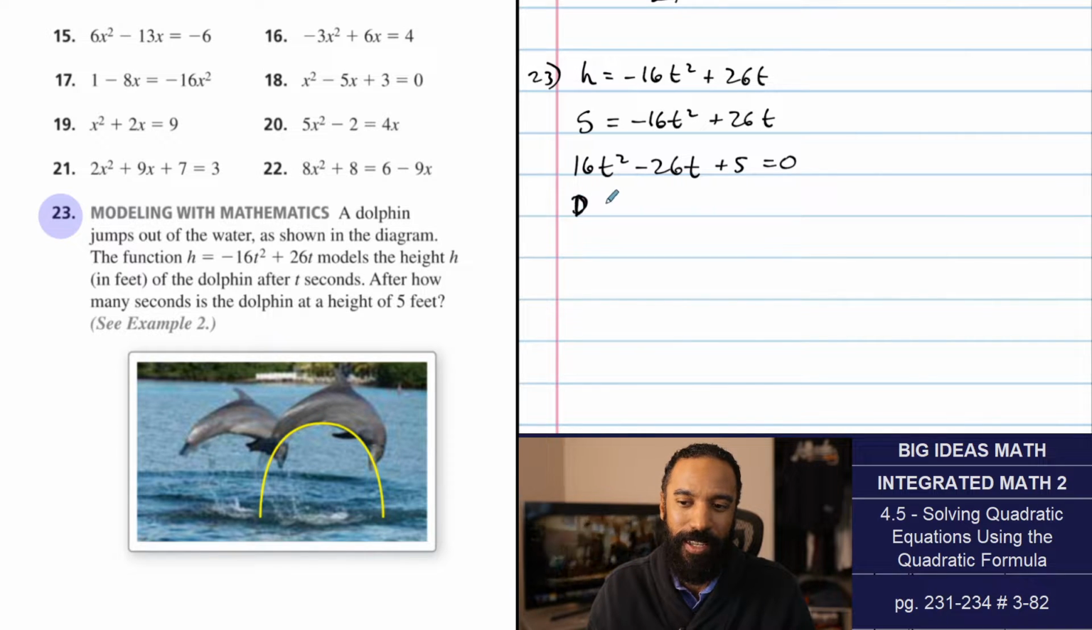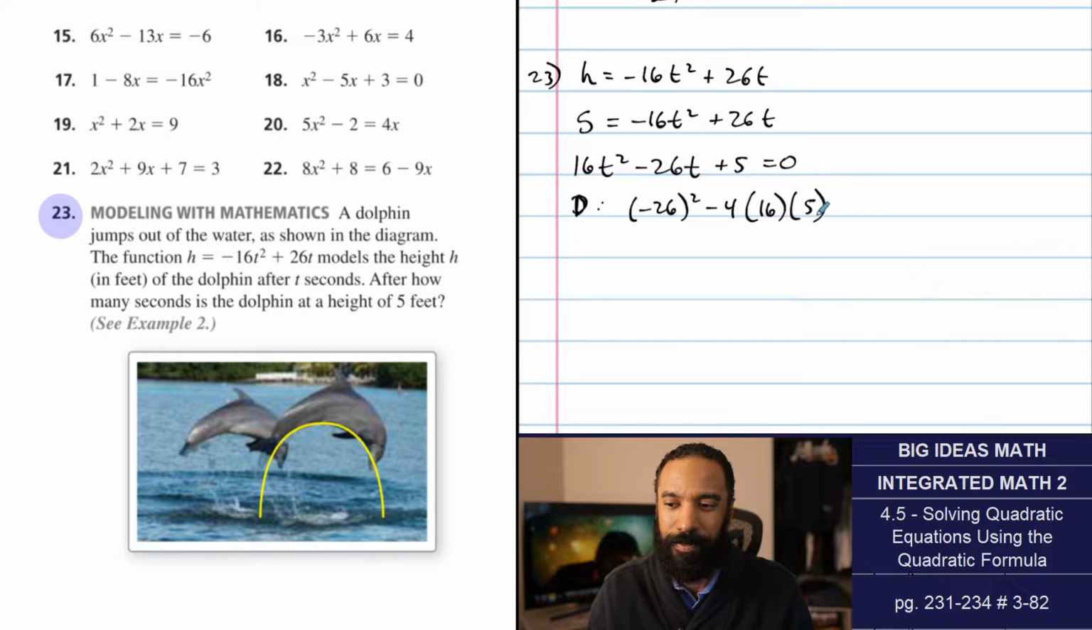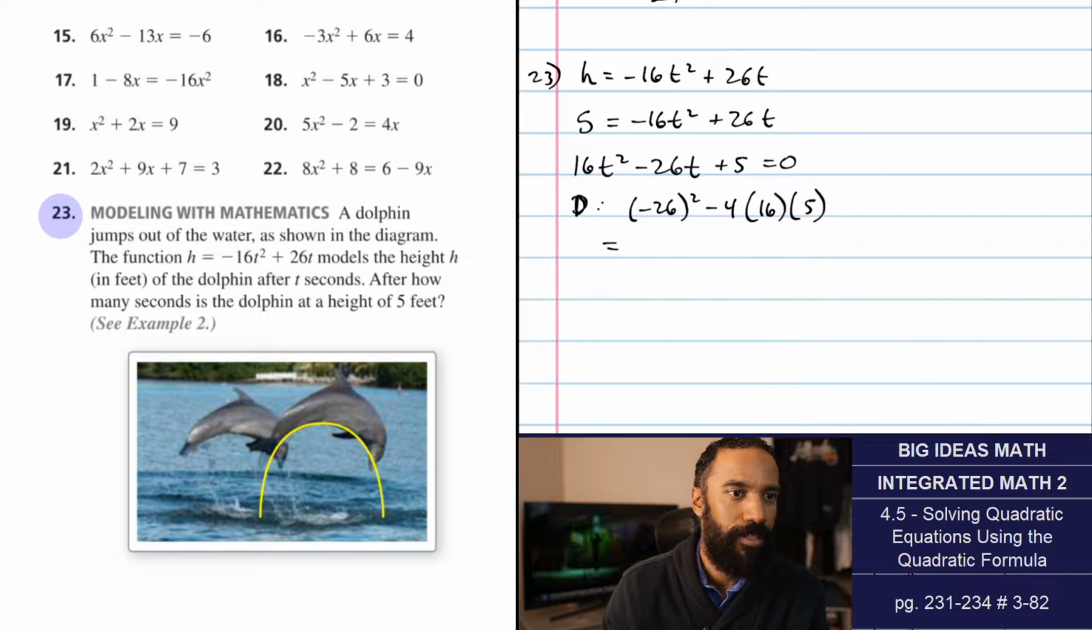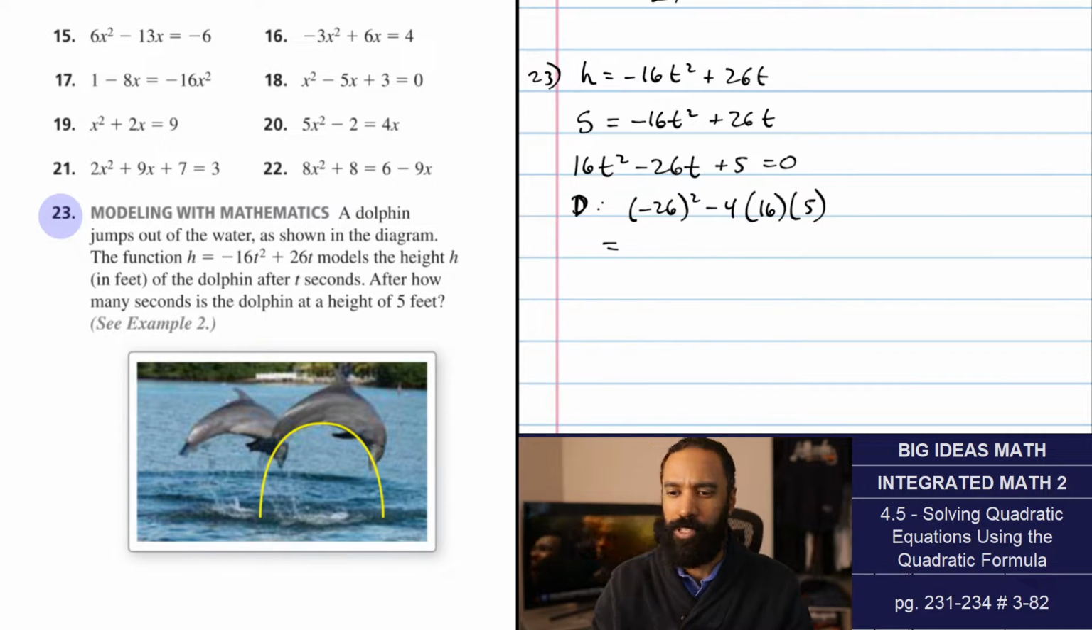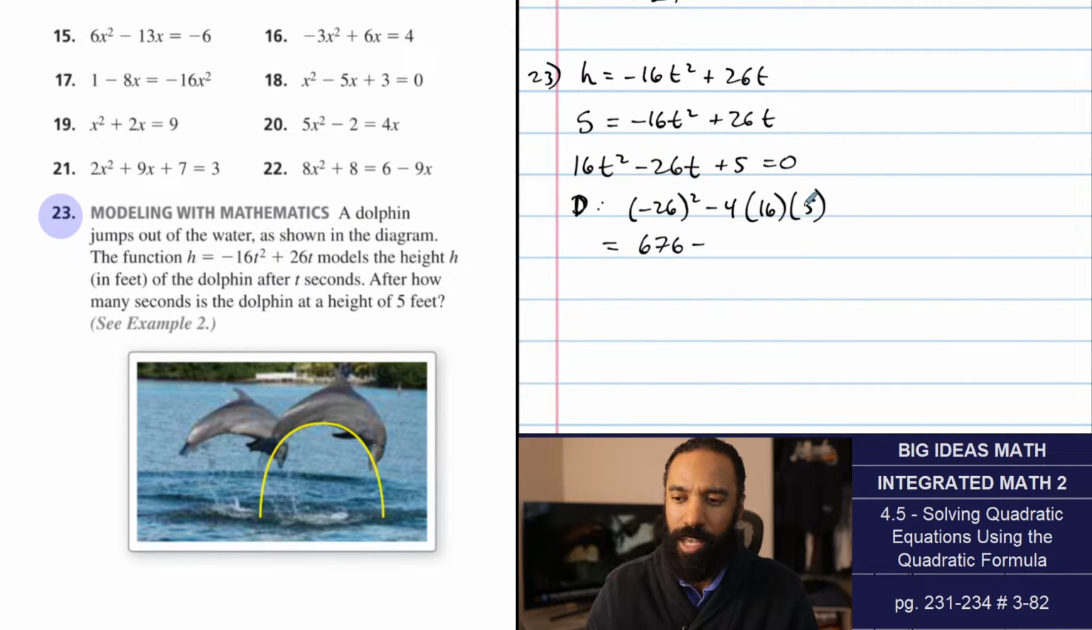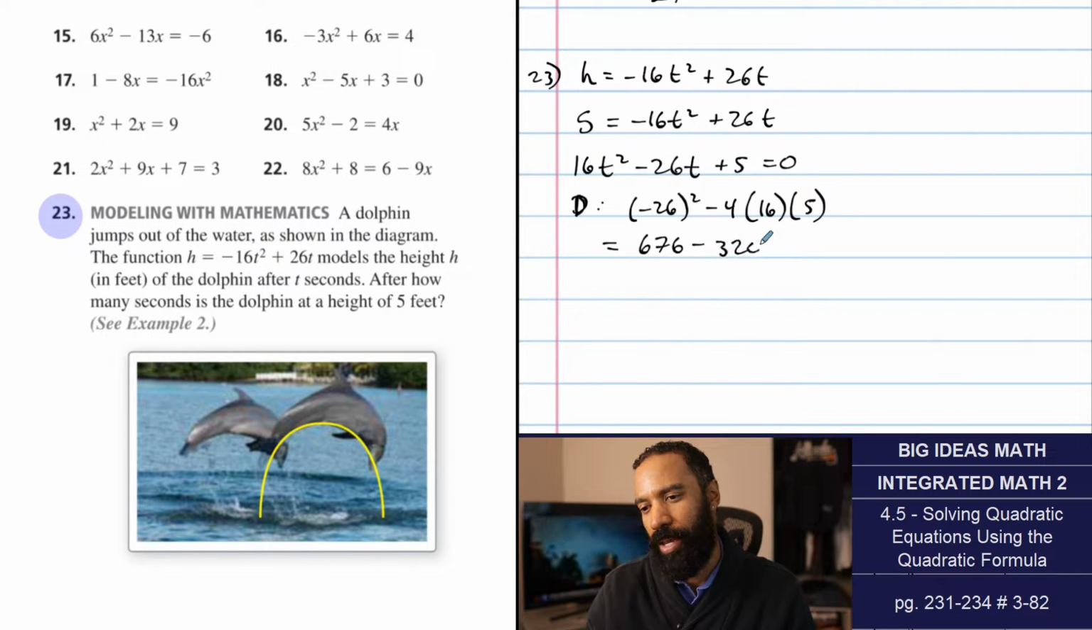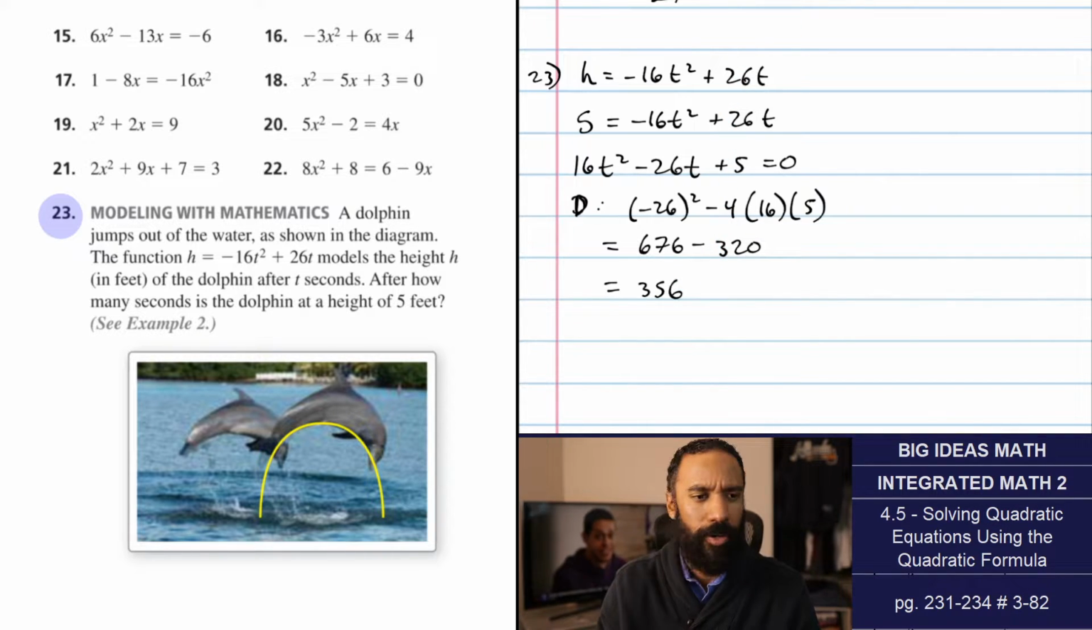Let's start with the discriminant. Discriminant is b squared minus 4ac. I don't know 26 squared. This is why I wish it was factorable. Let's get the calculator. 26 squared is 676. 676 minus 320, which is 356. I'm terrible with subtraction. 356 is not a perfect square, so not factorable.